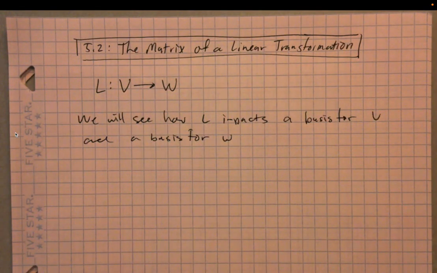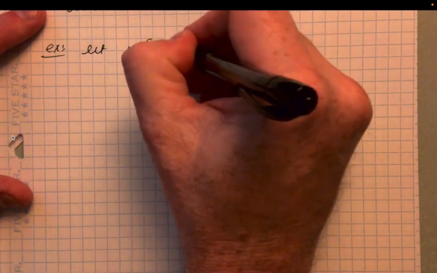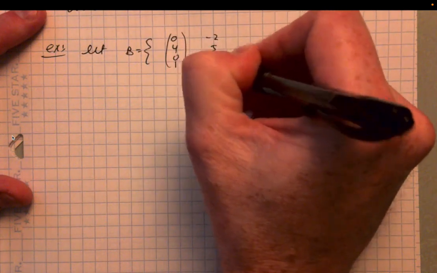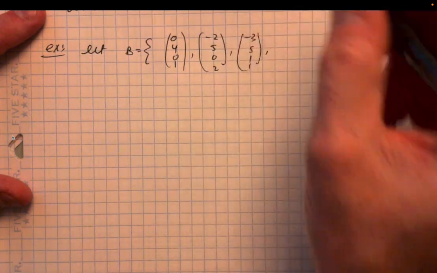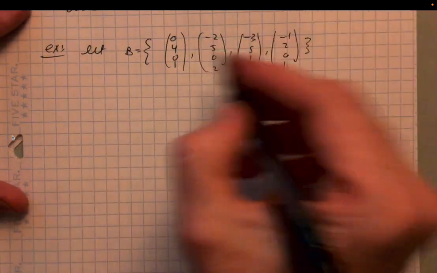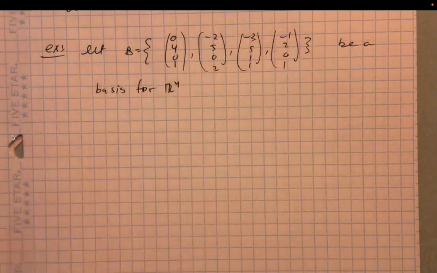Okay, let's start with an example, just to gear up for some of this. Let B equal this basis for R4. So we'll have (0, 4, 0, 1), and (-2, 5, 0, 2), and (-3, 5, 1, 1), and (-1, 2, 0, 1). Okay, so this is a basis for R4. It turns out it is a basis for R4, so we're not just going to need to assume it.